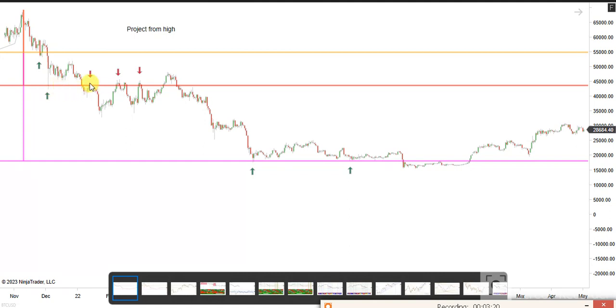You can see that area then became pretty strong resistance after it was broken. Then we came right down to the magenta line, challenged that again and again, and then finally it broke slightly, and then that was the end of the downtrend.